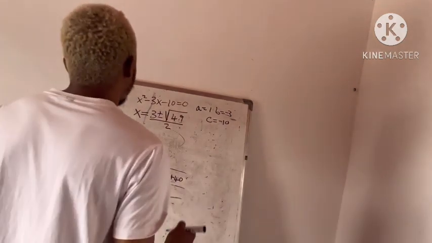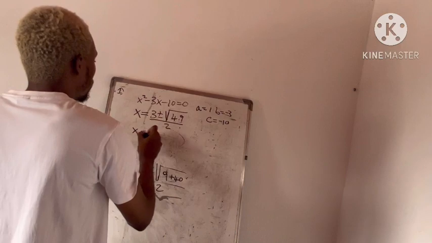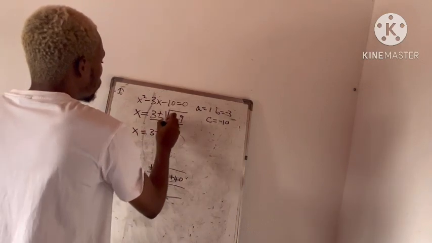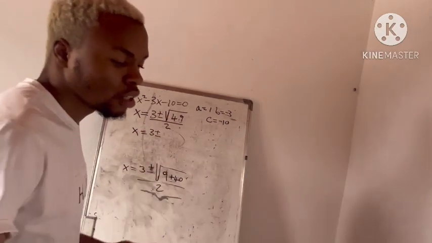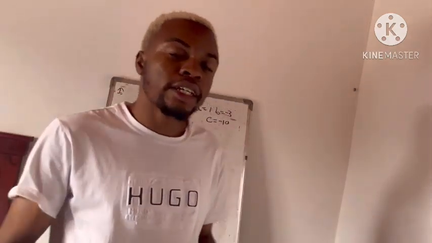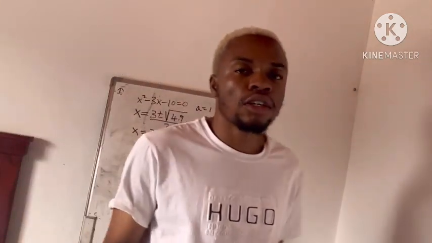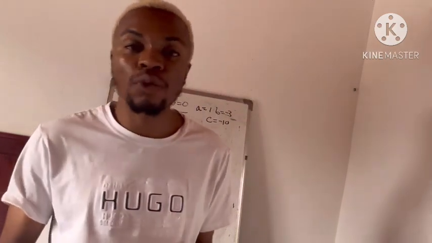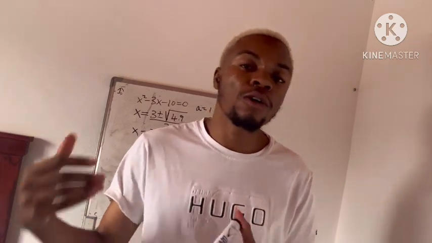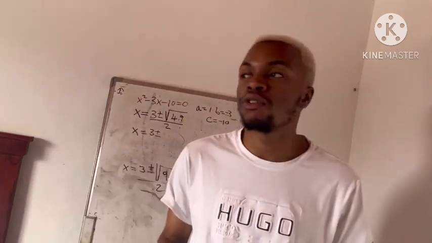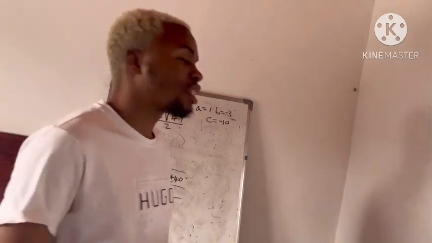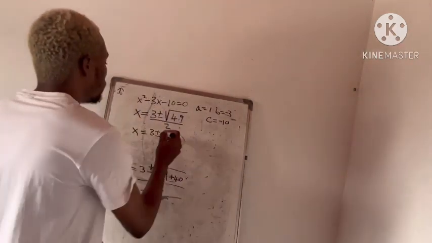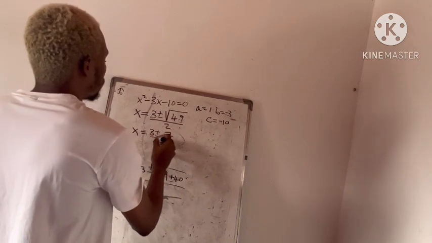So the next thing you got to do now is x will be equal to 3 plus or minus, what's the square root of 49? The square root of 49 is 7. When they say what's the square root of 49, what I'm trying to say is, what's that number which, if you multiply it twice, is going to give you 49? And that number is 7. 7 times 7 gives you 49. So you end up here with 7, all on 2.